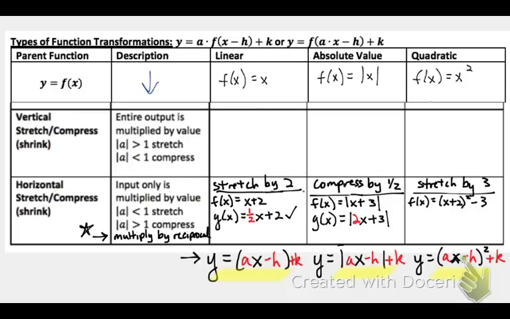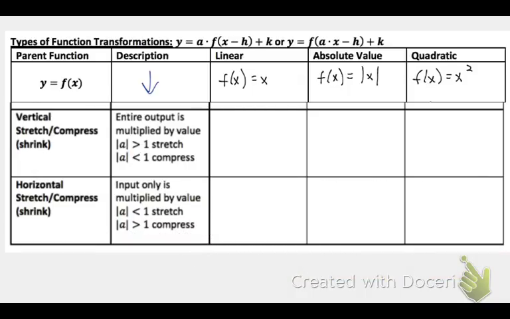And then finally, if we want to do a horizontal stretch by 3 to this quadratic, just like the other two, we're going to need to go into the math of the function, right in by the input. So I'm going to leave myself some space. And I'm going to multiply by the reciprocal, because that's what we do with horizontal stretches and compresses. So I'm going to multiply it by a third, knowing that that's going to give me a horizontal stretch by a factor of 3.